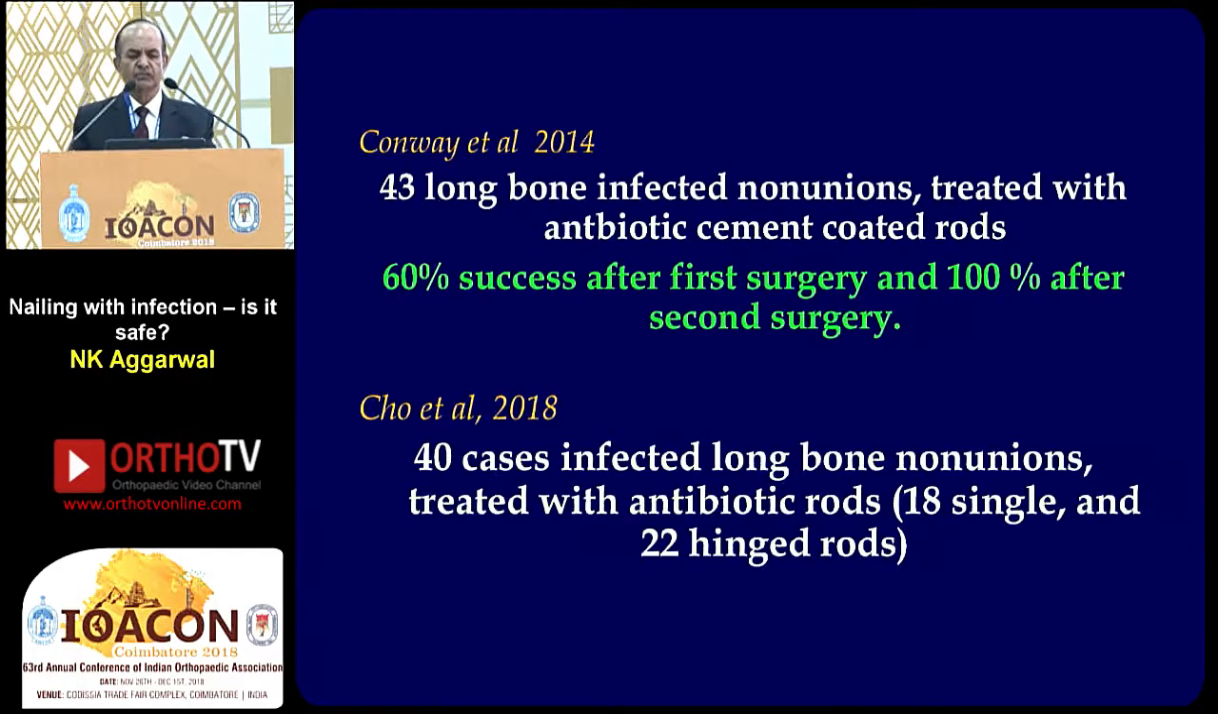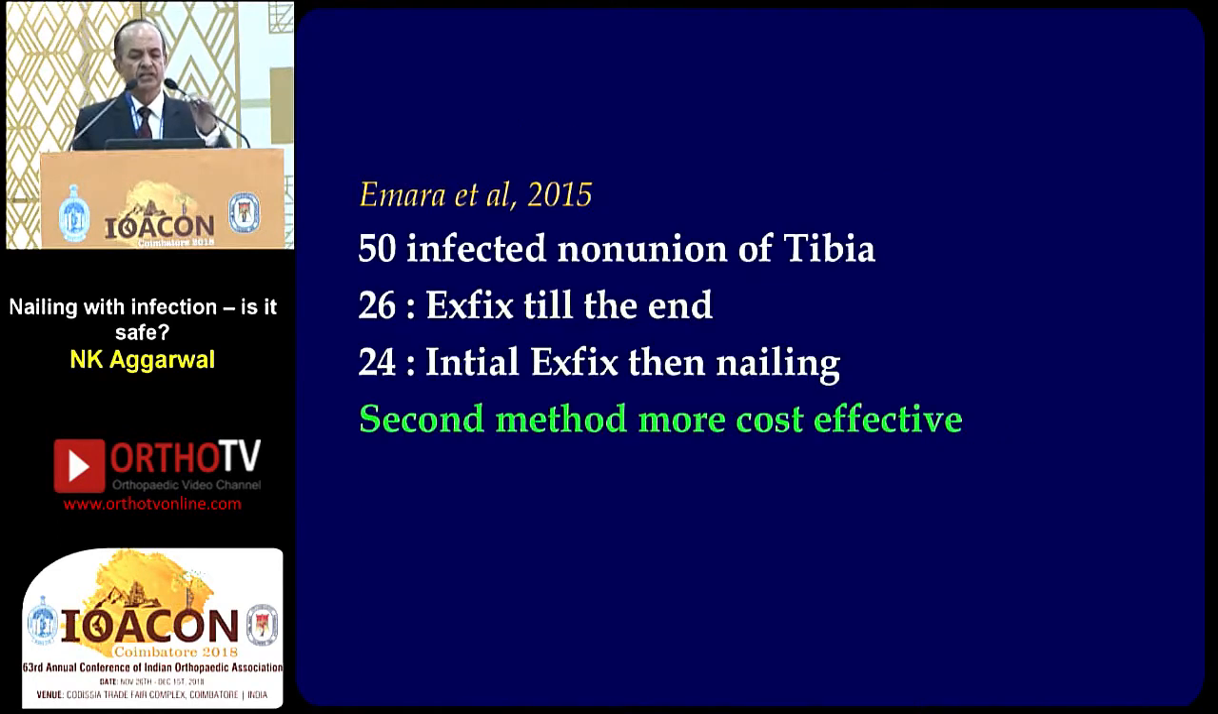Now these are the latest studies. This is the longest, 43 long bone infected non-unions with antibiotic cement coated rods. And they found single stage success in 60% of cases, and 40% of patients needed a second operation, and then they achieved almost 100% result. And there is another study of about 40 non-unions. These are the two latest studies. Now this is a comparative study where they used X-fix and nailing or X-fix only, and they found X-fix replaced by nailing, an initial period of X-fix after which it is replaced by nailing, is always better.